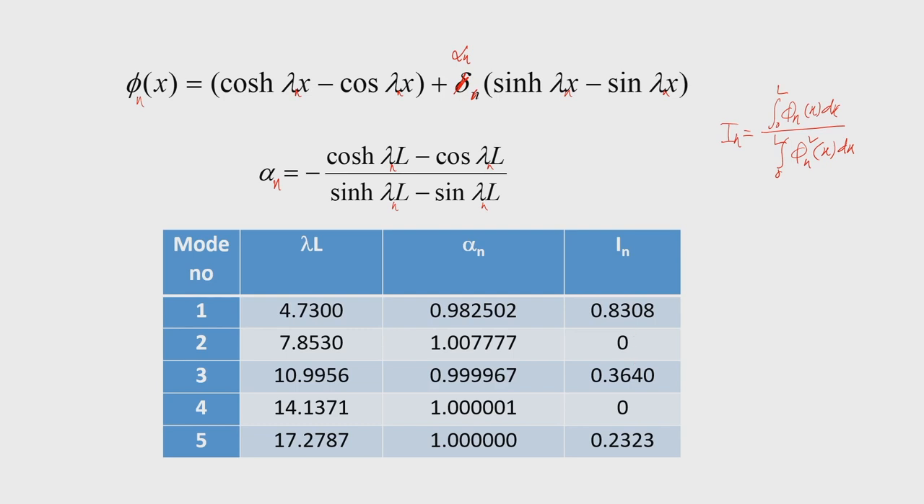So therefore generalized mass also will be different in different modes, and you can see that in the even number of modes this is becoming zero. So these values are noted from the table, and we will use them for calculation. For the second mode this IN is 0, and for the fourth mode again IN is 0. We are interested in IN and alpha N. This is also to be used in the calculations.